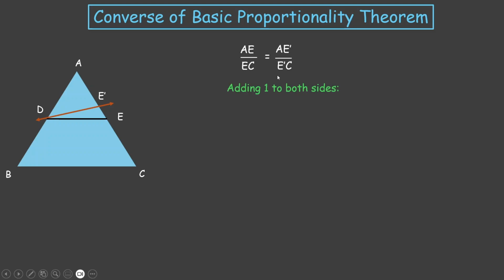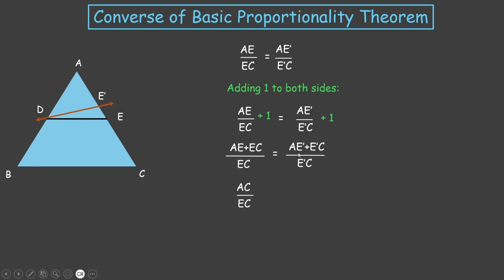Now, how about if we add 1 to both the sides? You'll see why we are doing this. Let's add 1 to both the sides and take the LCM. So we'll have EC in the denominator, and in the numerator, we'll have AE plus EC. Similarly, over here, we'll have AE dash plus E dash C divided by E dash C. What is AE plus EC? AE plus EC is nothing but AC. AE dash plus E dash C is also AC. So we get this proportion. Now, the numerators are equal and the ratios are also equal. That means the denominators are also equal, which implies EC is equal to E dash C.